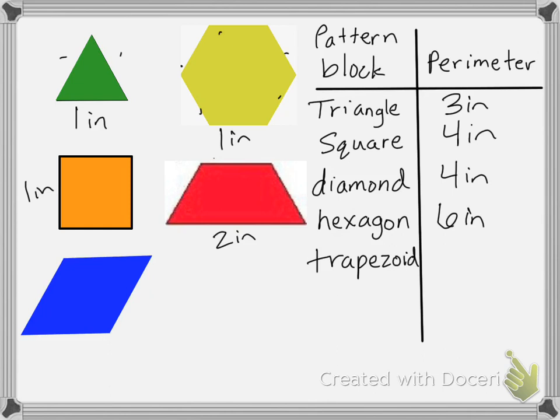And on my trapezoid, the perimeter of the top or the sides would equal, because this is 1 inch, these 2 sides are also 1 inch. So it'd be a total of 6 inches as well.